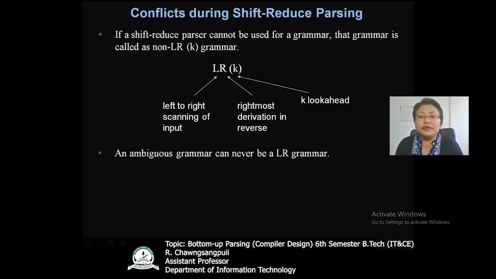Now, if a shift-reduce parser cannot be used for a grammar, that grammar is called a non-LR(k) grammar. L in LR(k) indicates the left to right scanning of the input, and the R denotes the rightmost derivation in reverse order, and the small k indicates the k lookahead, the number of lookahead symbols. Now an ambiguous grammar can never be an LR grammar.